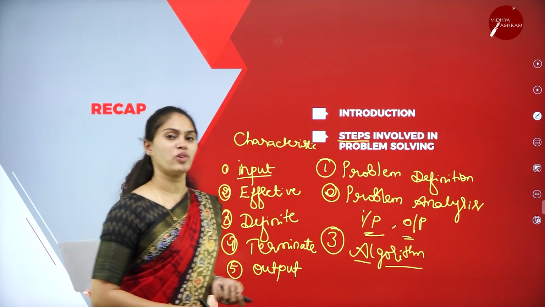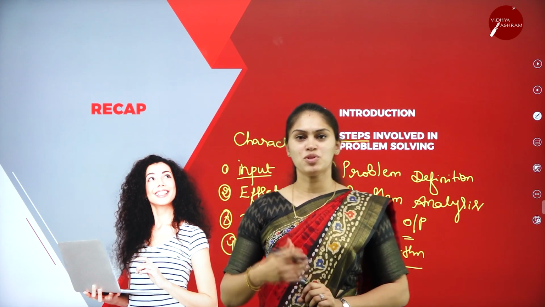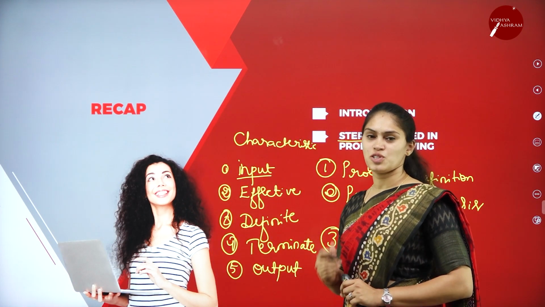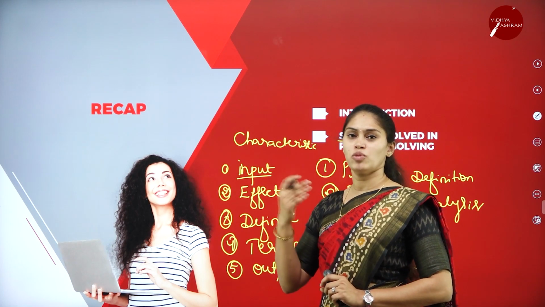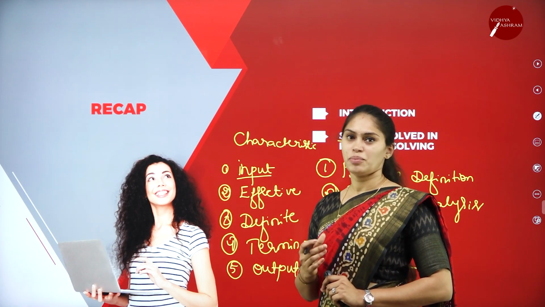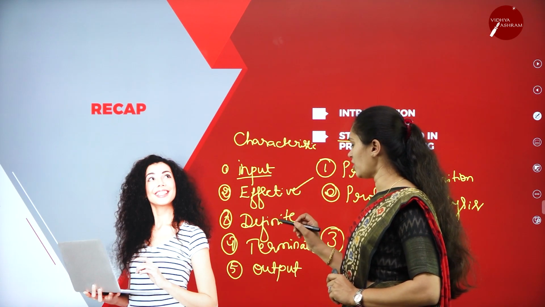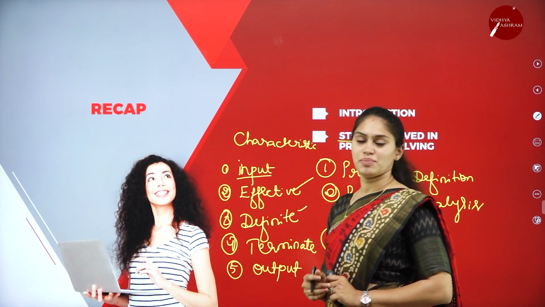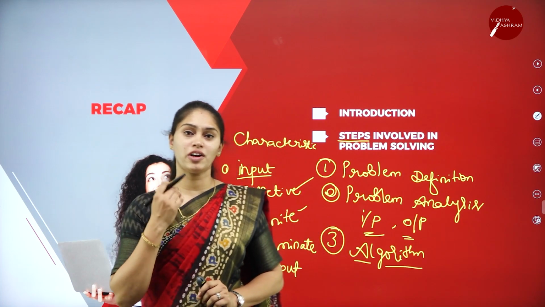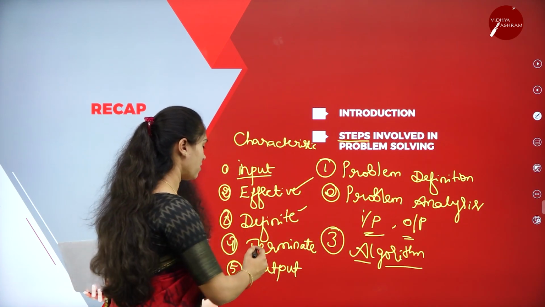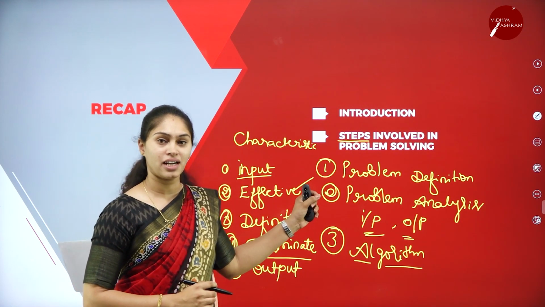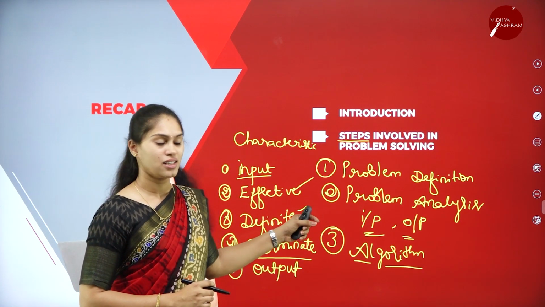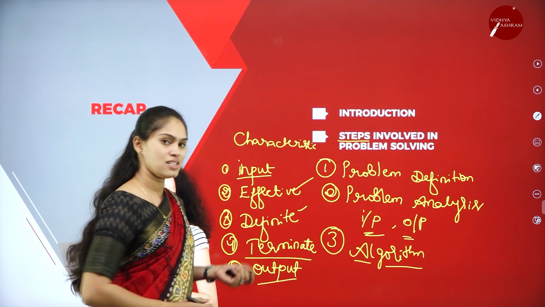So it must accept one or more inputs, and when it comes to effectiveness, the user has to work with pen and paper. That means it will be trial and error. There will be more possibilities for a single problem that we have to work on. When it comes to definiteness, there must be a definite number of steps in order to come to a conclusion. Then terminate, in the sense, at one stage it has to terminate. That means it has to come to an end. So which is the last one? That is output.